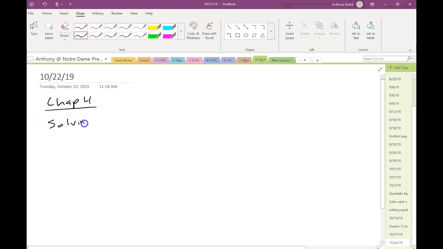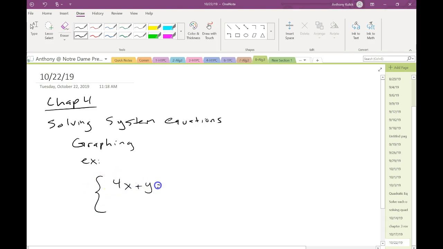All right, and chapter 4, we were talking about solving systems of equations. And we had kind of started talking about ways to do that. The first way that we had talked about was called graphing. So just to kind of review what that looked like. So we could have a system like this.